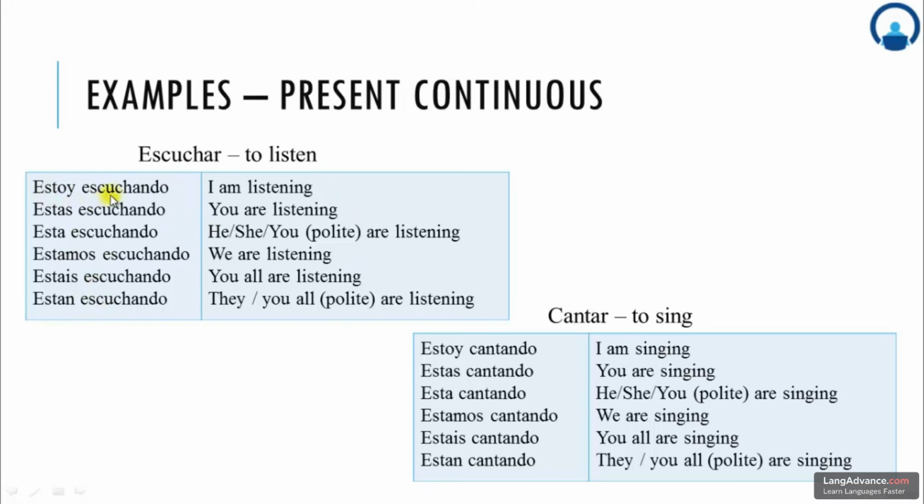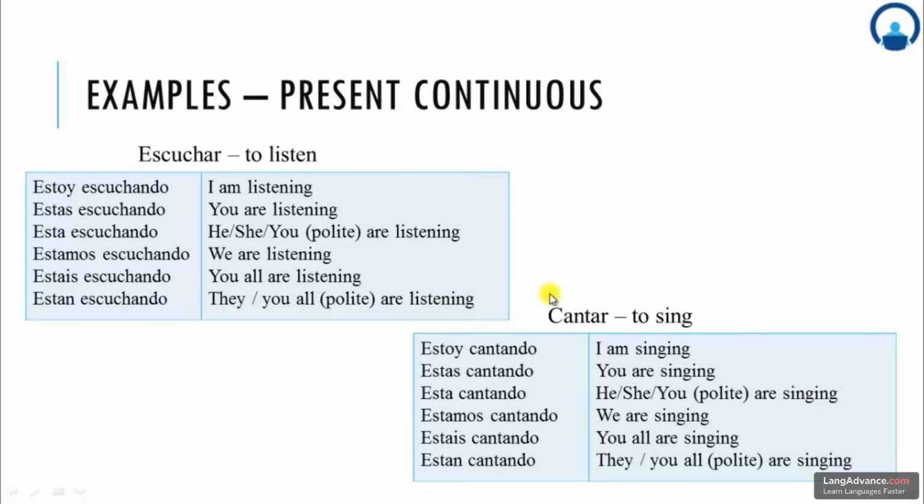Estoy escuchando, that means I am listening. Estás escuchando, that means you are listening. Está escuchando, that means he, she or you are listening. Estamos escuchando, that means we are listening. Estáis escuchando, that means you all are listening. And están escuchando, that means they or you all are listening.